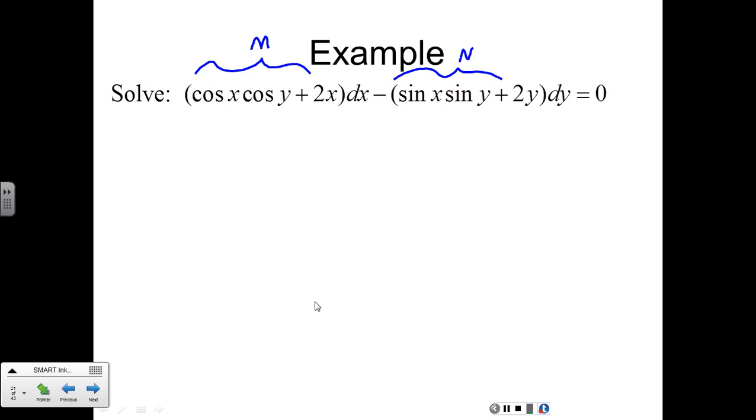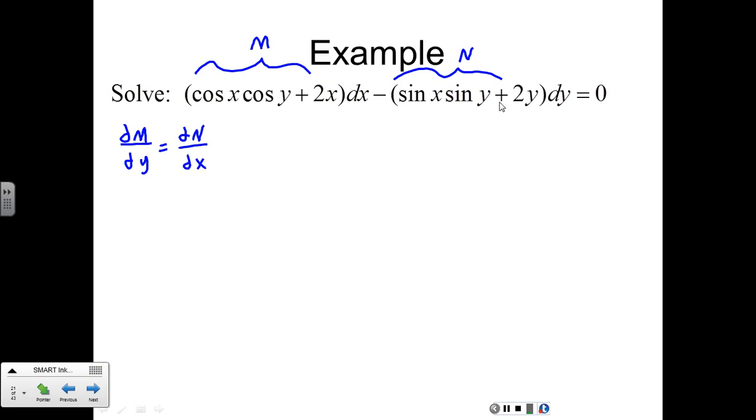Now this is a little different because you got this minus sign right there that's distributing across, so you want to be careful with that, okay? That's kind of like having minus sine x, minus sine y, or minus sine x, minus sine y, and then minus 2y. It's kind of distributed across that. So my partial of m with respect to y has got to equal the partial of n with respect to x to prove that it's an exact equation.